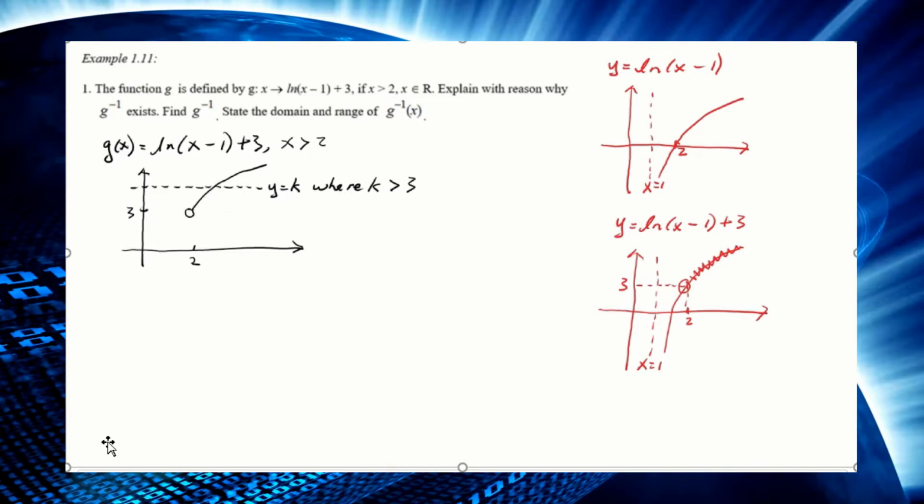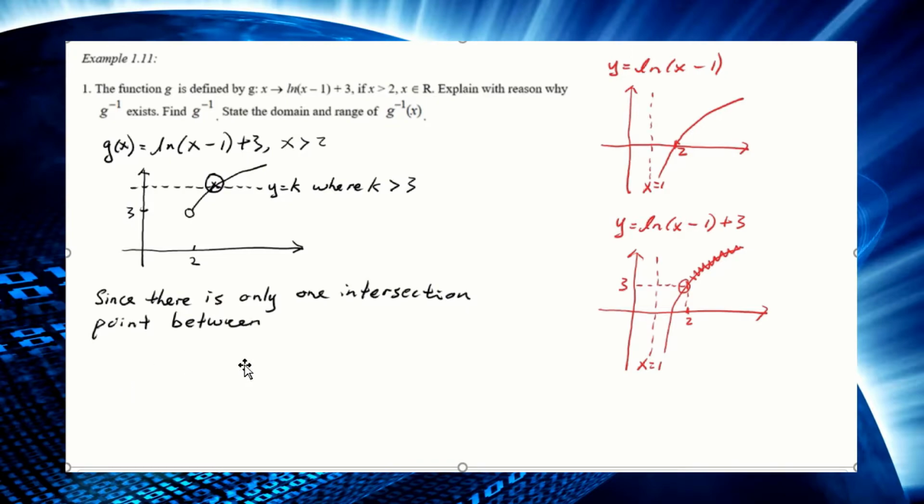Since there is only one intersection point, we mark the intersection point. Now we can start to explain with reason. Since there is only one intersection point between g(x) and y equals k, this means that g(x) is a one-to-one function.